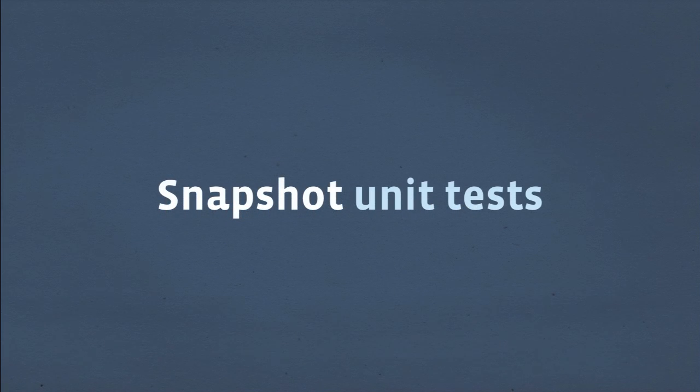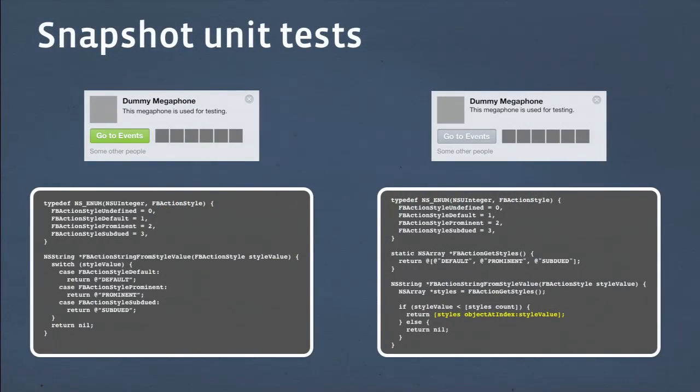The first one is Snapshot unit tests. And this has been available on other platforms, but it wasn't available on iOS, and it's something that we desperately needed, so we went and built it. So with Snapshot unit tests, we now have a way of taking a view and comparing it at build time to what we think it should look like.